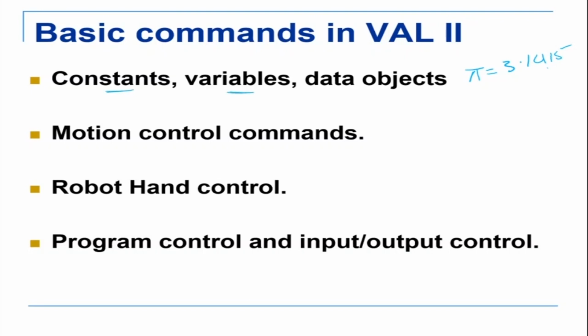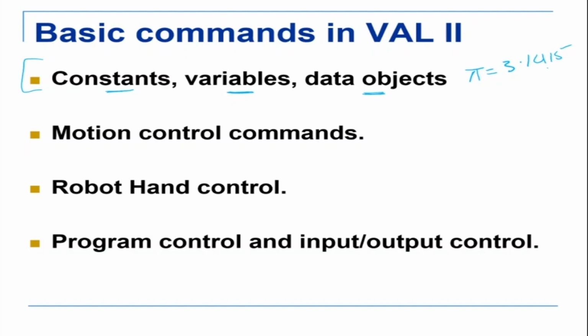Then variables. Suppose there are different variables which are used, for example, names of points. Say P1 is a point. So variables you have to define. Then data objects: if you're using data objects like in C language, then you have to define them. So the first thing in the program is to define the constants, variables, and data objects. Variables can be names which are assigned different values. That also is a variable.